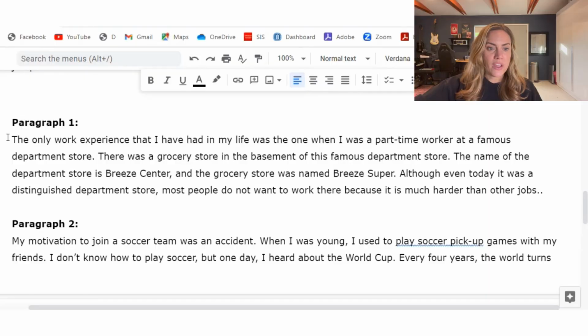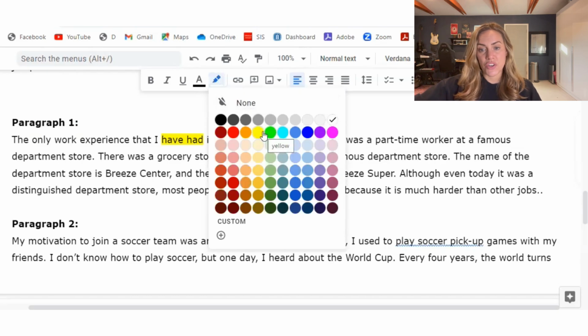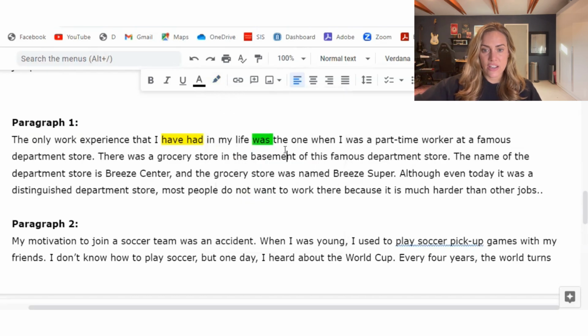Now, I'll give you some examples of some writing that does not have a reason for time shifts. So let's look at these examples. Paragraph number 1. The only work experience that I have had, present time, so this should be in the present. The only work experience that I have had in my life was, this is where it gets, okay, this is where we should shift. Now it goes to the past. Was the one when I was a part-time worker at a famous department store. Okay, now that's past, okay?